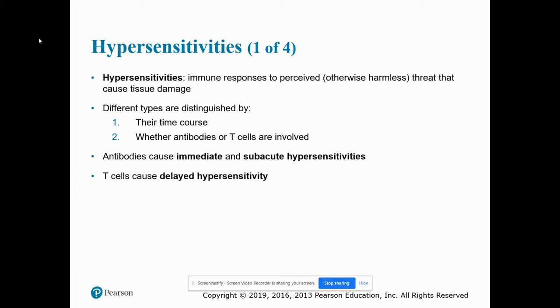So we have hypersensitivities, immune responses to perceived threats that cause tissue damage. These perceived threats are otherwise harmless. An example of a perceived threat could be something as benign as pollen. There are different types that are distinguished by their time course and whether antibodies or T cells are involved. Antibodies cause immediate and subacute hypersensitivities, and T cells cause delayed hypersensitivity.